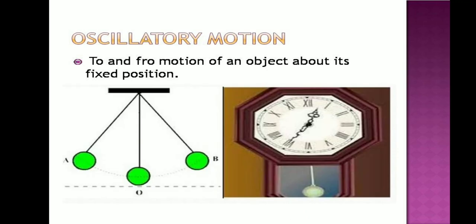Oscillatory motion. To and fro motion of an object about its fixed position is called oscillatory motion. Some examples of oscillatory motion are a simple pendulum, a clock.